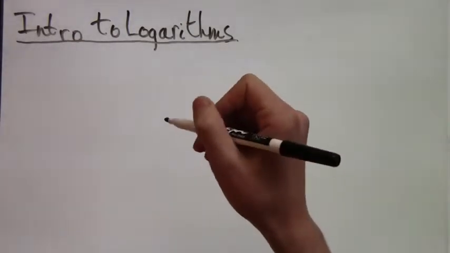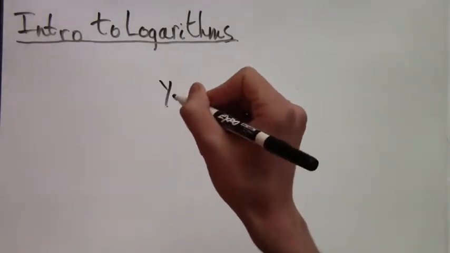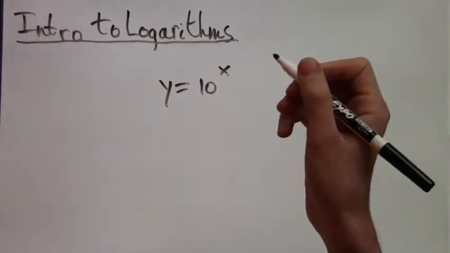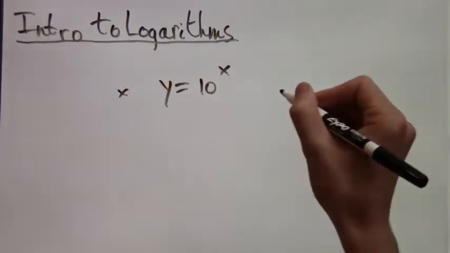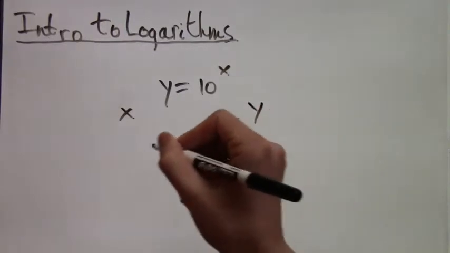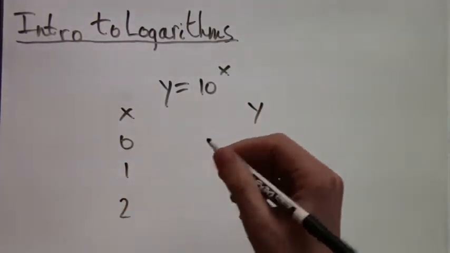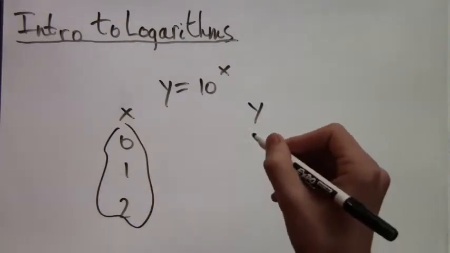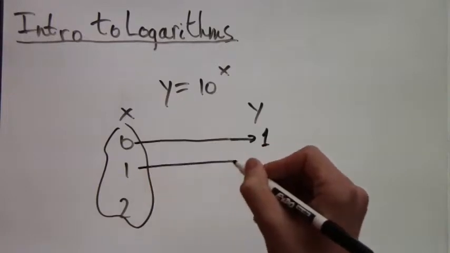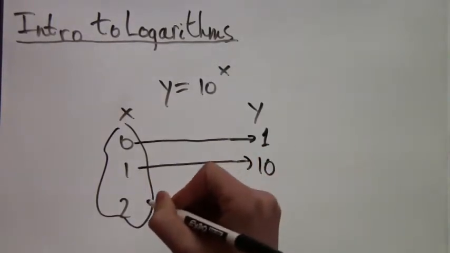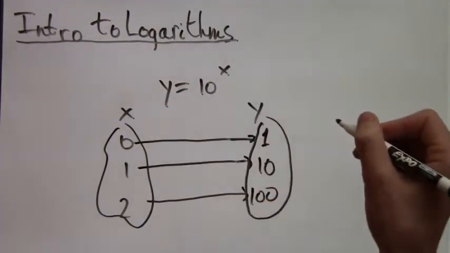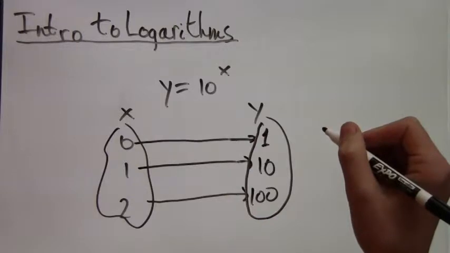So if we have y equals 10 to the x, an example of an exponential function, then we can make a table which takes values of x to values of y. For example, x equals 0, if you plug in 0, you get 1. And you can check these all on your calculator very easily. And 10 to the 1 is 10, and 10 to the 2 is 100. So you can visualize the function as taking values to other values.